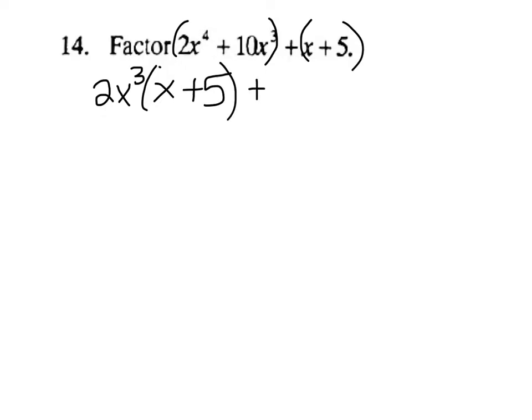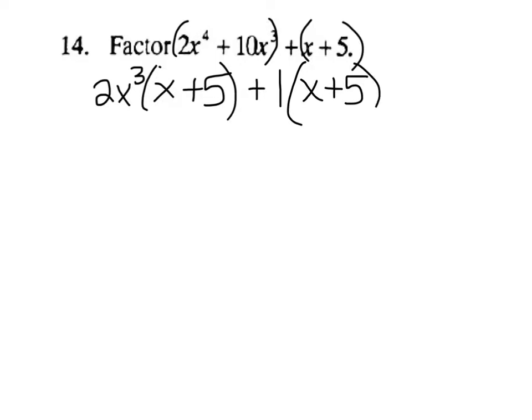Now the second parenthesis, they don't have anything in common. There's no number they can both be divided by. This doesn't have an x. And whenever that happens, we take out that placeholder of 1. Well, dividing by 1 doesn't change anything, so this is x plus 5.